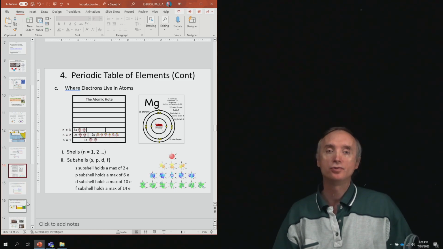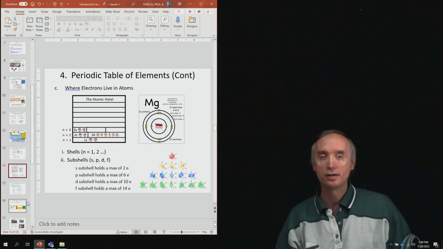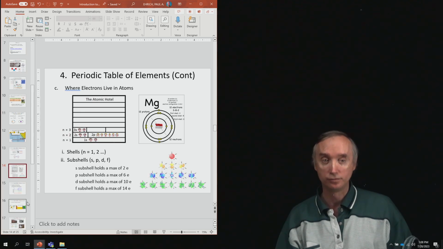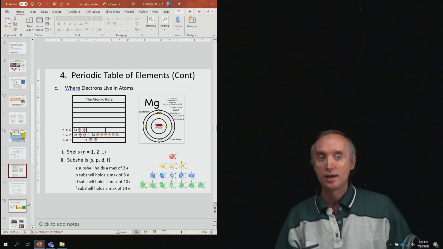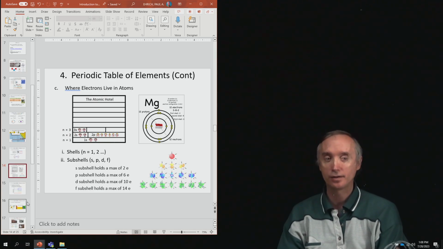Okay, now we're going to talk about where the electrons live inside of an atom. And in order to understand this, we need to use the laws of quantum mechanics. Quantum mechanics is a particular way of describing how things work at a microscopic level. Things that are the size of atoms obey the rules of quantum mechanics. Now, in order to understand quantum mechanics, you're going to need some mathematics.